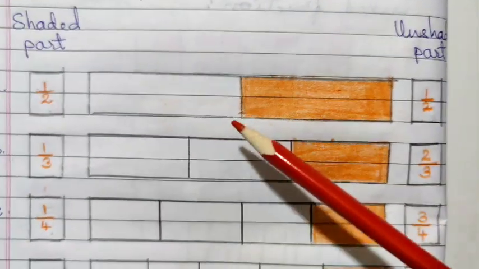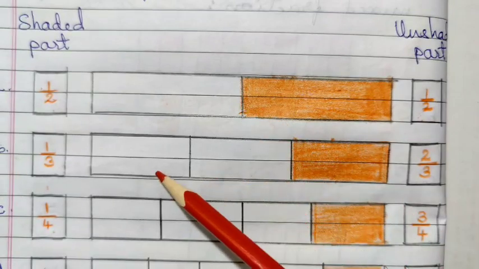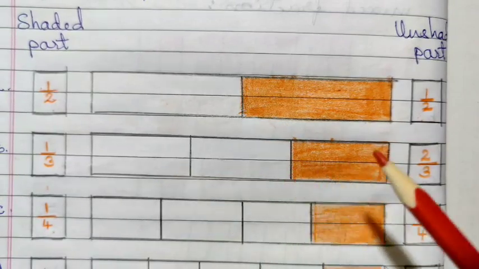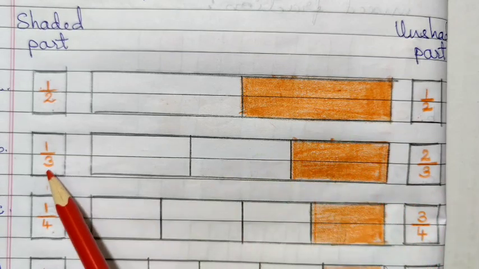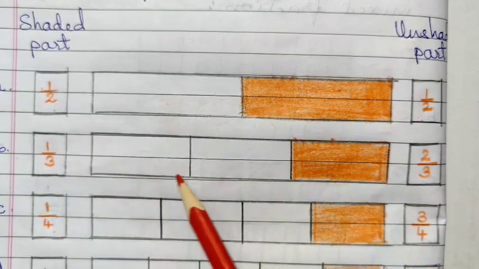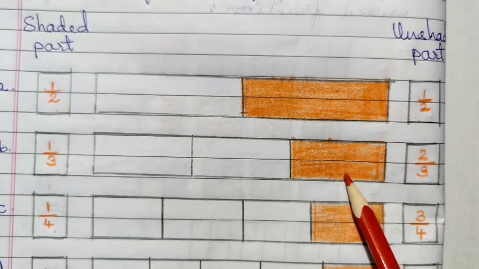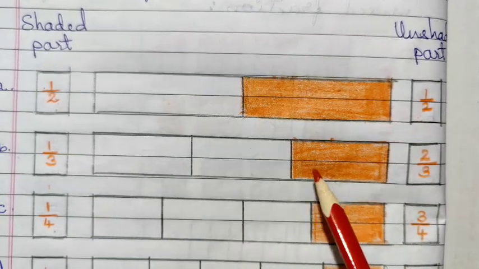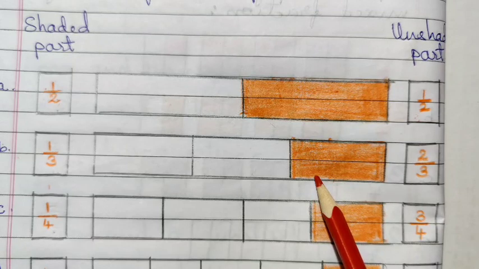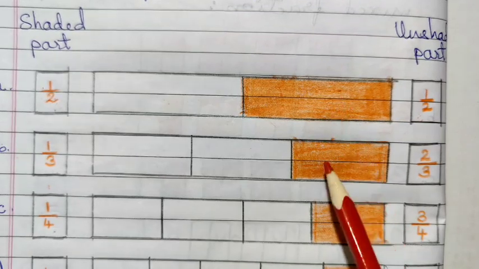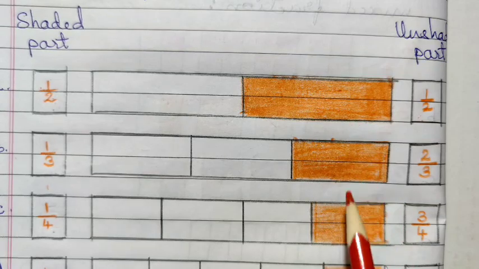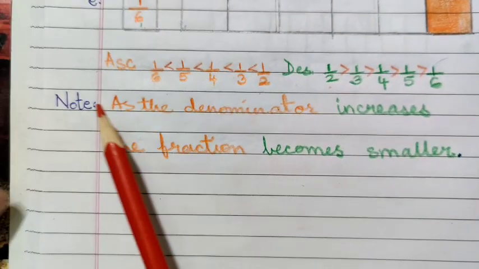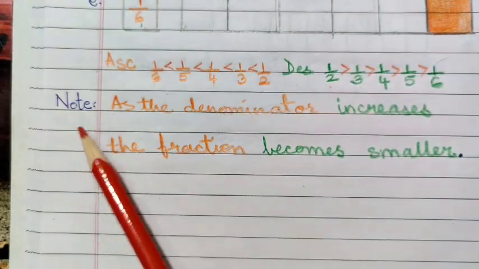Similarly, we learned that as we keep on making the total number of parts bigger, or increasing the denominator, which means the total number of parts, the colored portion or the portion taken is lesser. It keeps on decreasing, or it becomes smaller. So this is how we wrote this note. I had given you this note to write.